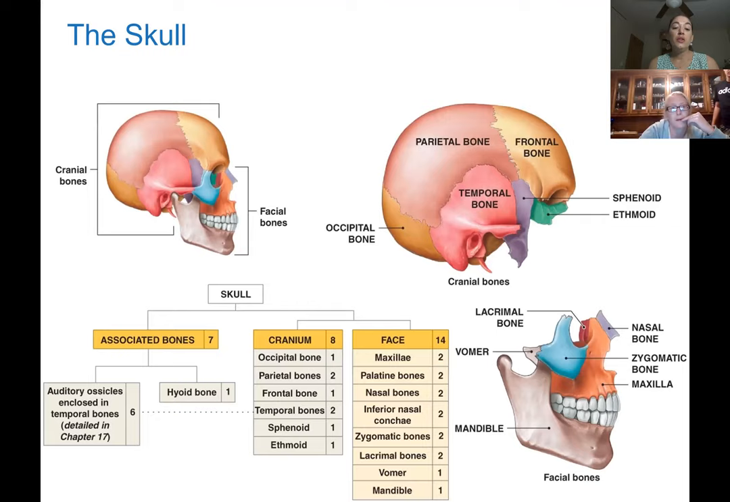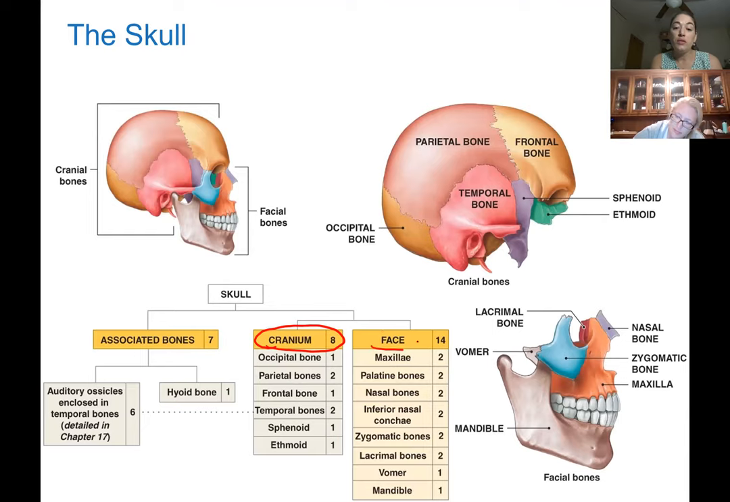Okay, so here we have kind of a nice summary slide over the skull. And it breaks it down, shows you how many bones there are total. So in the cranium, 8 bones. And there's 1 occipital bone, 2 parietal bones, 1 frontal bone, 2 temporal, 1 sphenoid, 1 ethmoid. And we'll look at all of these together.